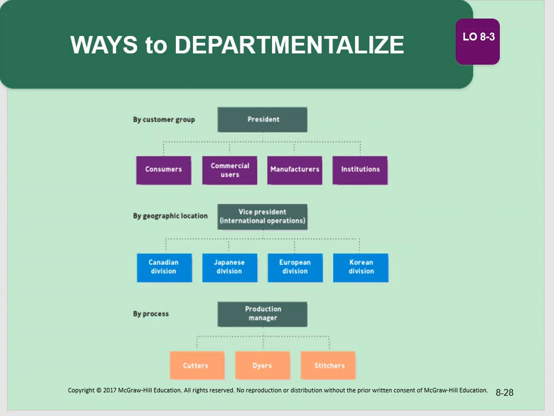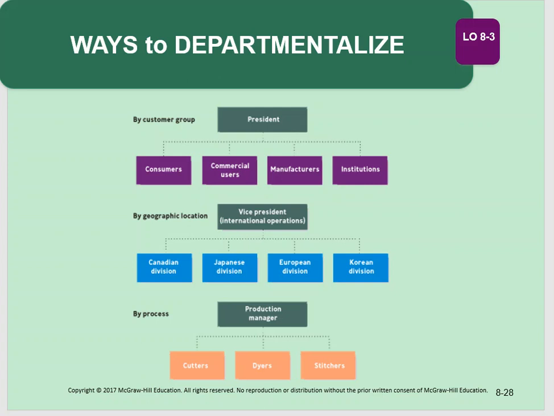Another popular way to departmentalize can be by geographic location. So for instance, you can look here that this company has domestic operations, but it also has international operations because it's departmentalized, at least from an international perspective, by divisions. You can see one for Canada, Europe, Japan, etc.